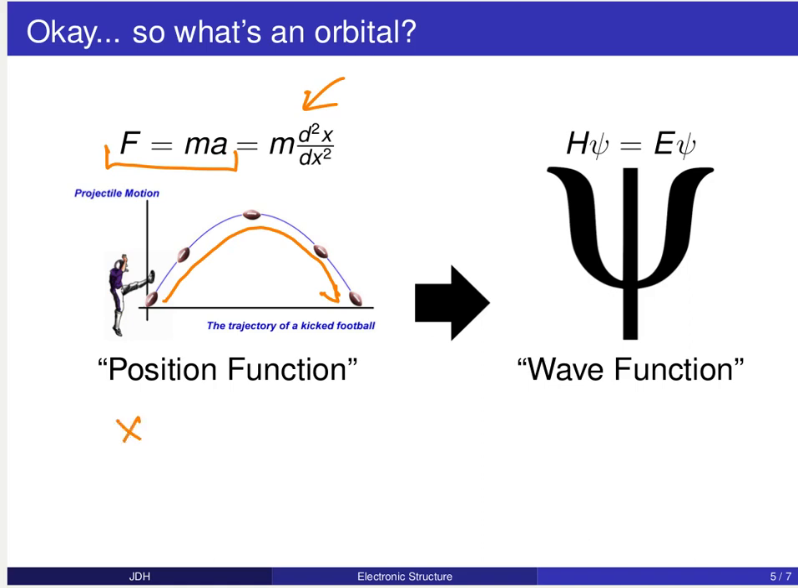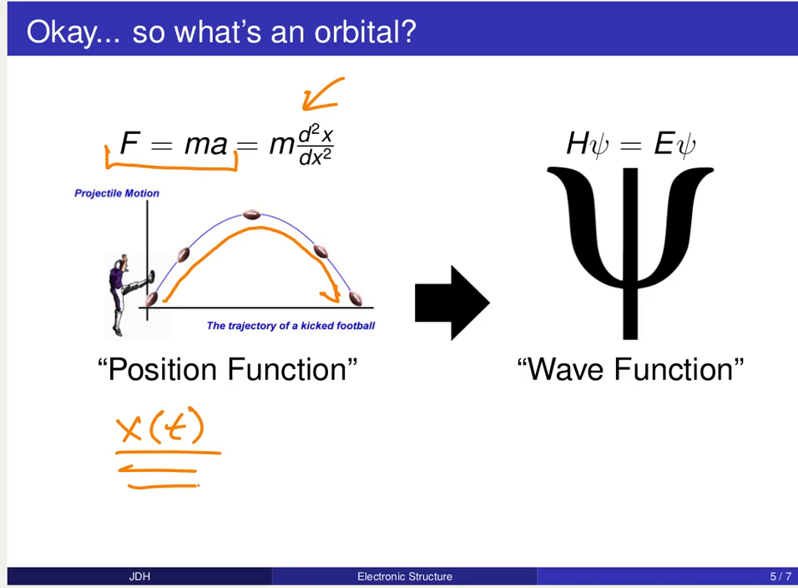You're going to come up with some function, x of t in this place, that gives us the position of that football as a function of time, given some velocity, given some gravitational acceleration, etc., etc. So basically, you come up with a position function to describe what that football is going to do.